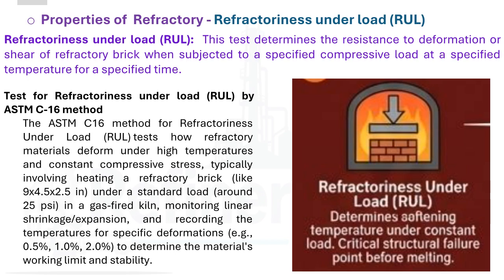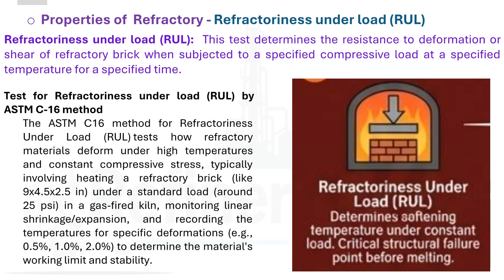Only during the final 1.5 hours does the temperature approach a constant level, allowing the center of the brick to reach the same temperature as the surface. If the brick fails under shear, the temperature at that moment is recorded as the RUL temperature. If no shear occurs, the furnace is cooled down to 1000 degrees Celsius or lower before the load is removed, and the specimen is then cooled to room temperature, where any deformation is carefully measured and recorded.